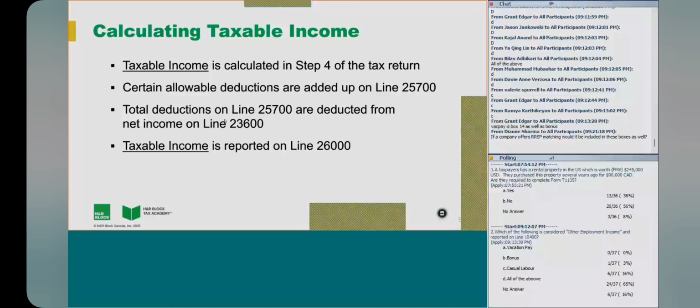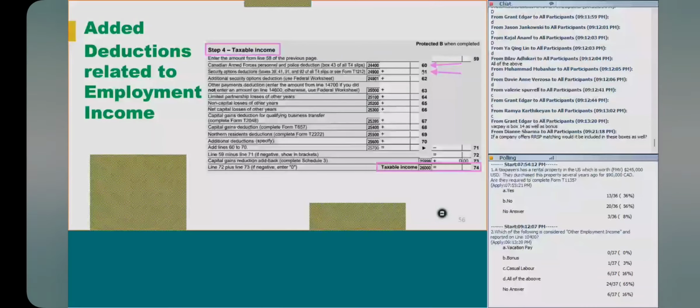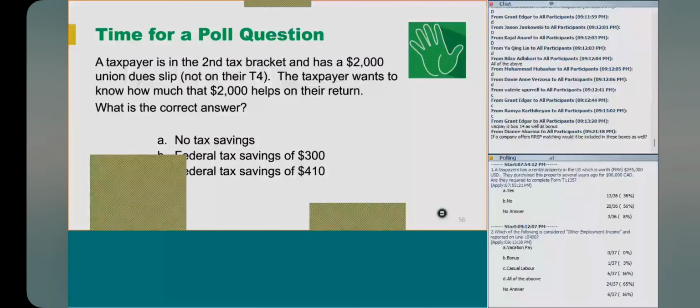Now, as you can see here, there are two other deductions from net income related to employment which we haven't talked about yet, but we will. One other deduction is related to Canada Pension Plan contributions. We're going to talk about that in part 3, so don't worry about it. But these are some deductions related to employment income that would be applied here, added together and then deducted to give us our taxable income on line 26000.